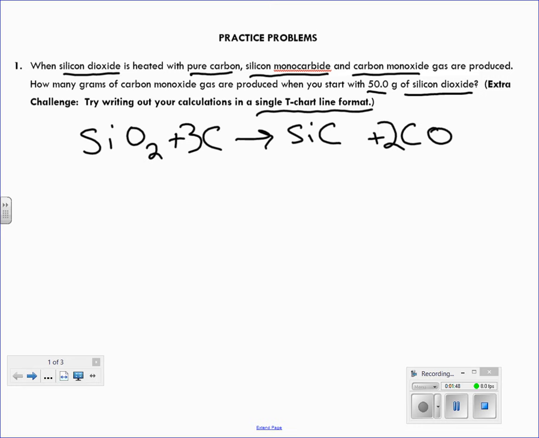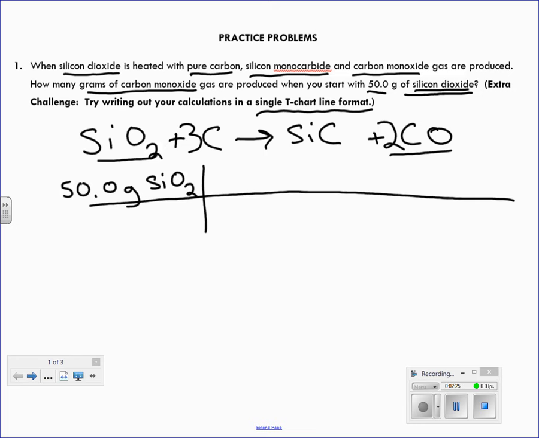So I'm starting, now going into the second sentence, with 50 grams of silicon dioxide, and I want to get to grams of carbon monoxide gas. So I'm going from here to here. I've done the first step, which is write out a balanced equation. Now I'm going to try to do this all in one line. Remember, step 2 of stoichiometry is mass to mole. Here I start with 50.0 grams, it's important for sig figs, of SiO2. Mass to mole. So here we go.